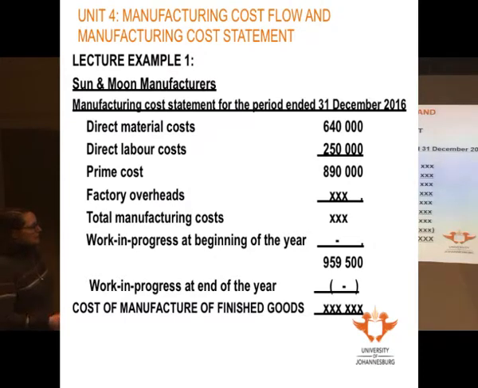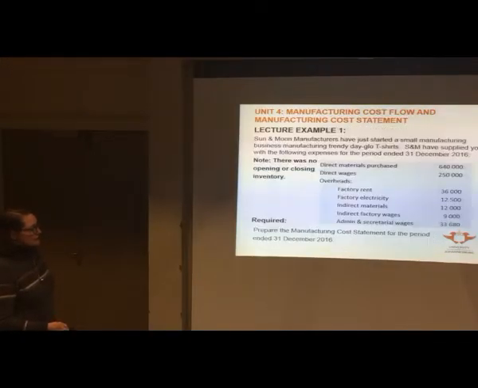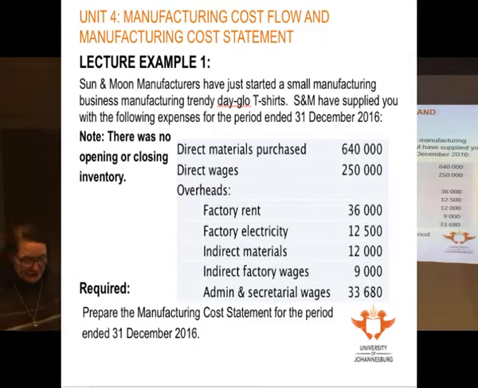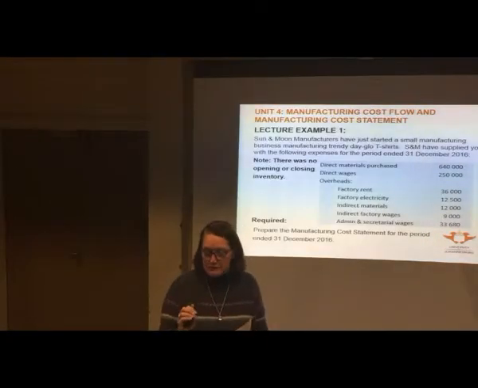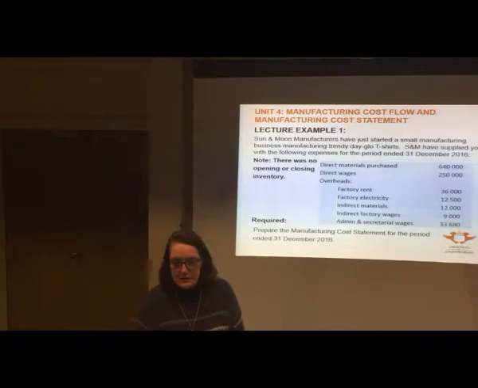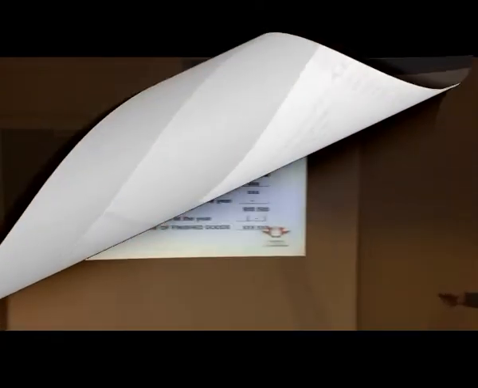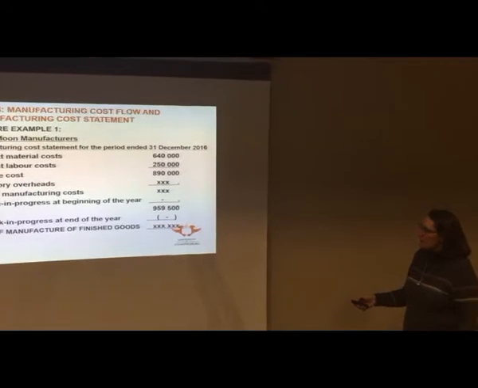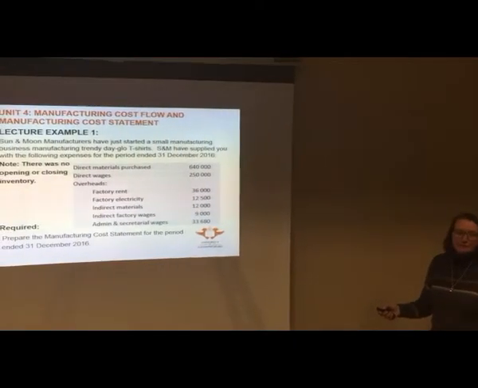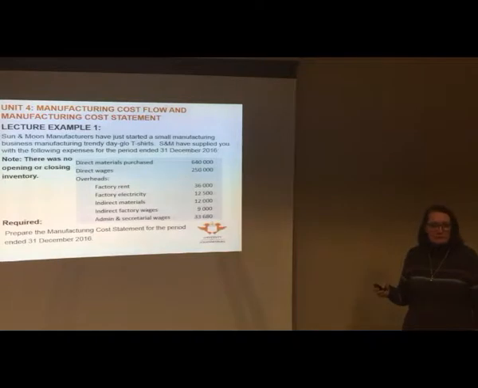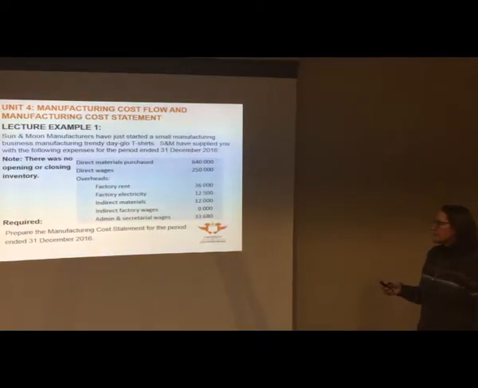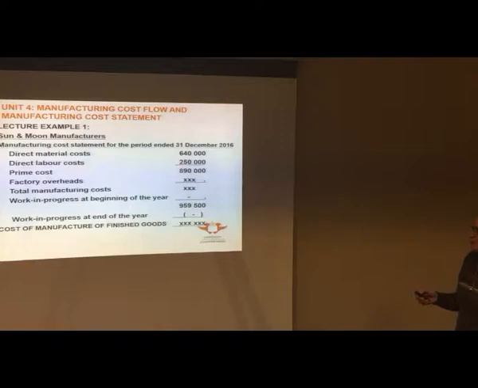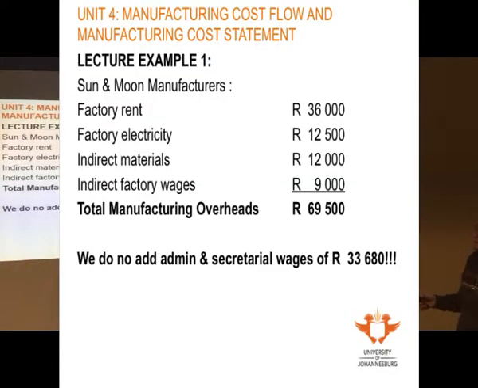manufacturing cost statement and you're going to use this information here, and you're going to calculate the cost of manufacture of finished goods. Your work in progress opening balance and closing balance is 0 for this example because there's no opening or closing stock of work in progress. Then you have to calculate your factory overhead. So what was the trick in this one? Was there a trick? No admin and secretarial wages. Ooh, admin and secretarial are not factory overheads, okay? So you must not put the admin and secretarial in.